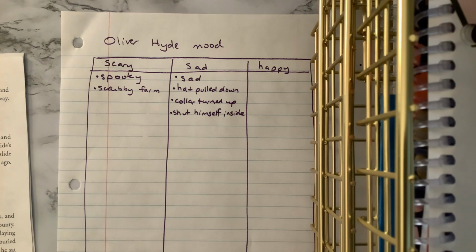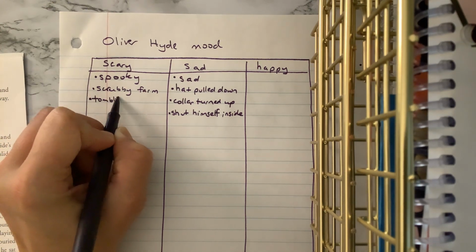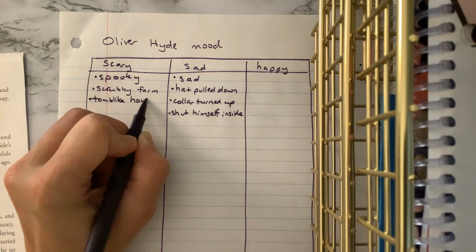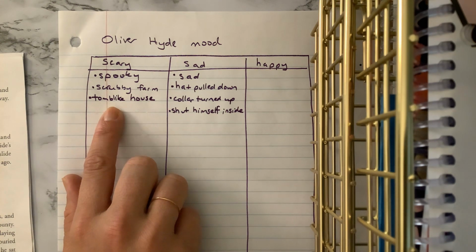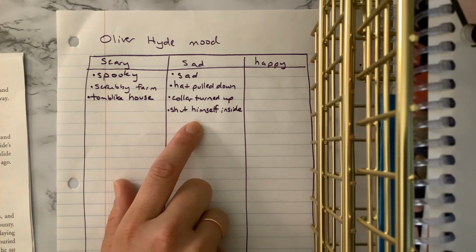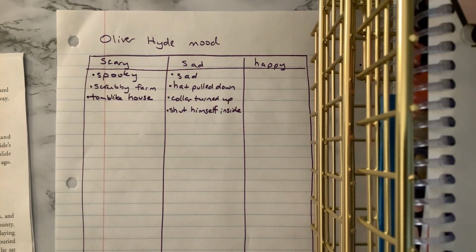I love that description of that house. Tomb-like house. A tomb. This is where people who have died are buried in a tomb. So to describe a house as tomb-like seems scary. Or maybe even sad, right? But the idea that Oliver is inside that house that is described as tomb-like should get us thinking about the mood.